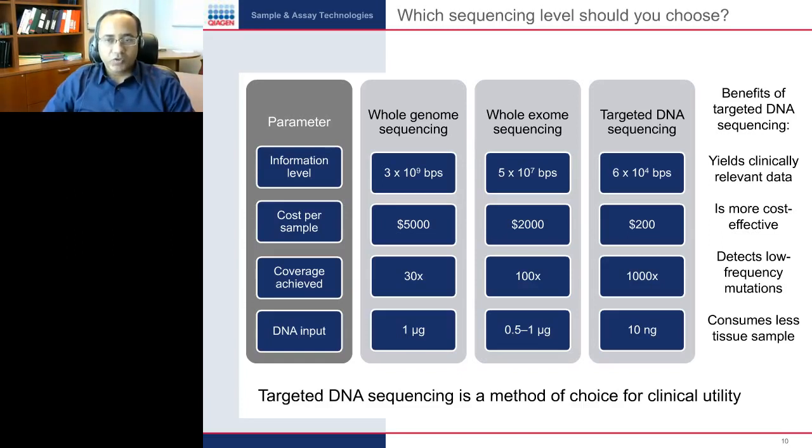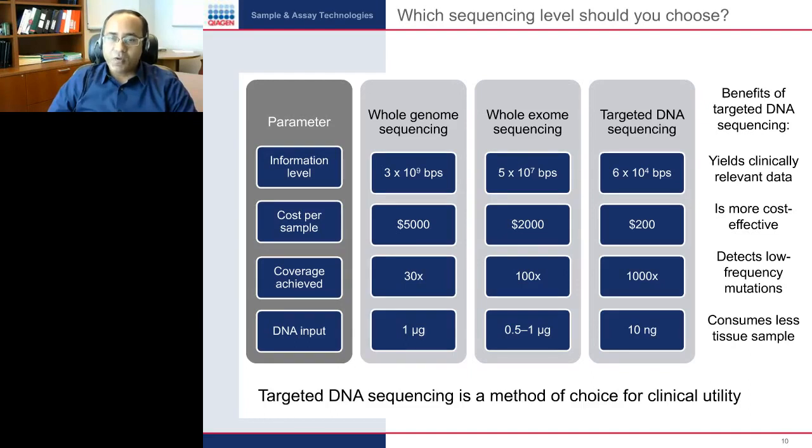And when we are talking about somatic mutations, it becomes really valuable, and it is required that the method be able to detect low frequency mutations. Last but not least, it requires very low DNA input amount, which is really helpful when you are dealing with precious clinical samples. So just to sum up, targeted DNA sequencing is really the method of choice when you are looking toward the application of next-gen sequencing in a clinical setting.